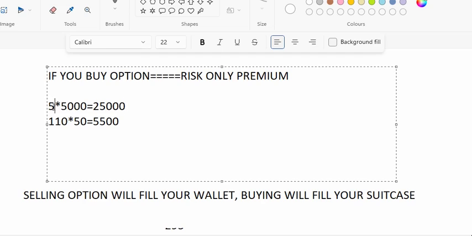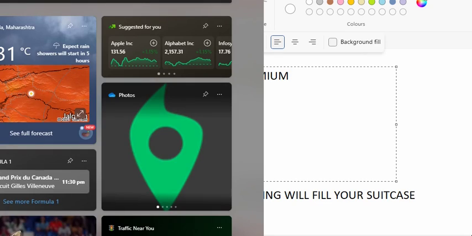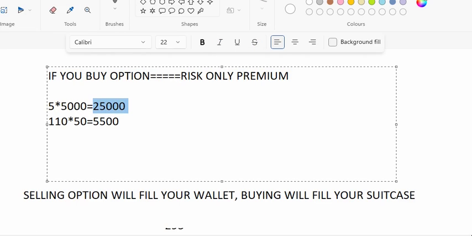And each rupee will give you 5,000 rupees if you are in a good side. Or else the 25,000 will become zero within a span of 2 minutes or 1 minute or whatsoever. So you need to catch those moments.